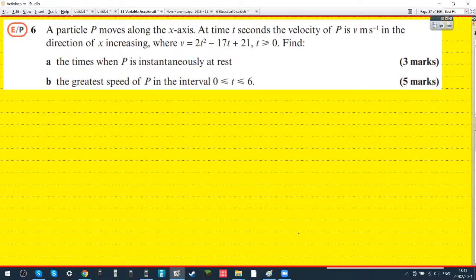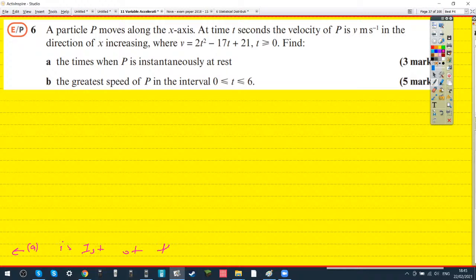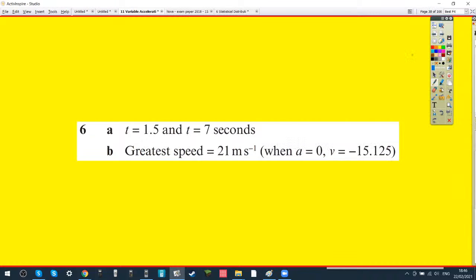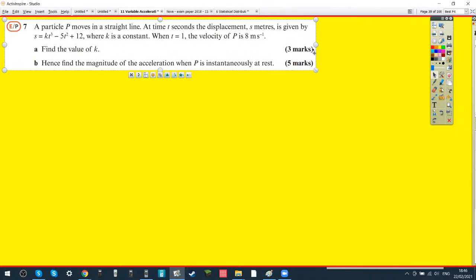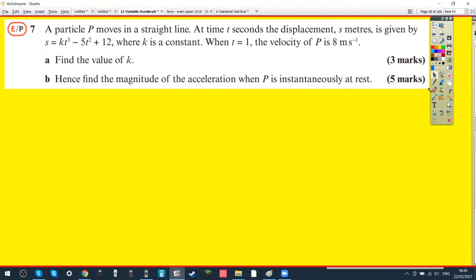Okay. How would you do A? So that will just be differentiating and making v 0. Yep, and then you solve for t. Great. And then the greatest speed, that's okay. The greatest speed between that and that, yeah, it's alright. Find the value of k. So these are the important ones. Let's see this. Alright, how do we do this?